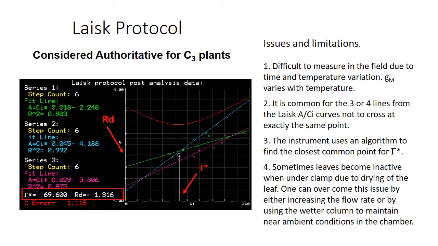Sometimes leaves become inactive under the clamp due to drying of the leaf. One can overcome this issue by either increasing the flow rate or using the wetter column to maintain near ambient conditions.